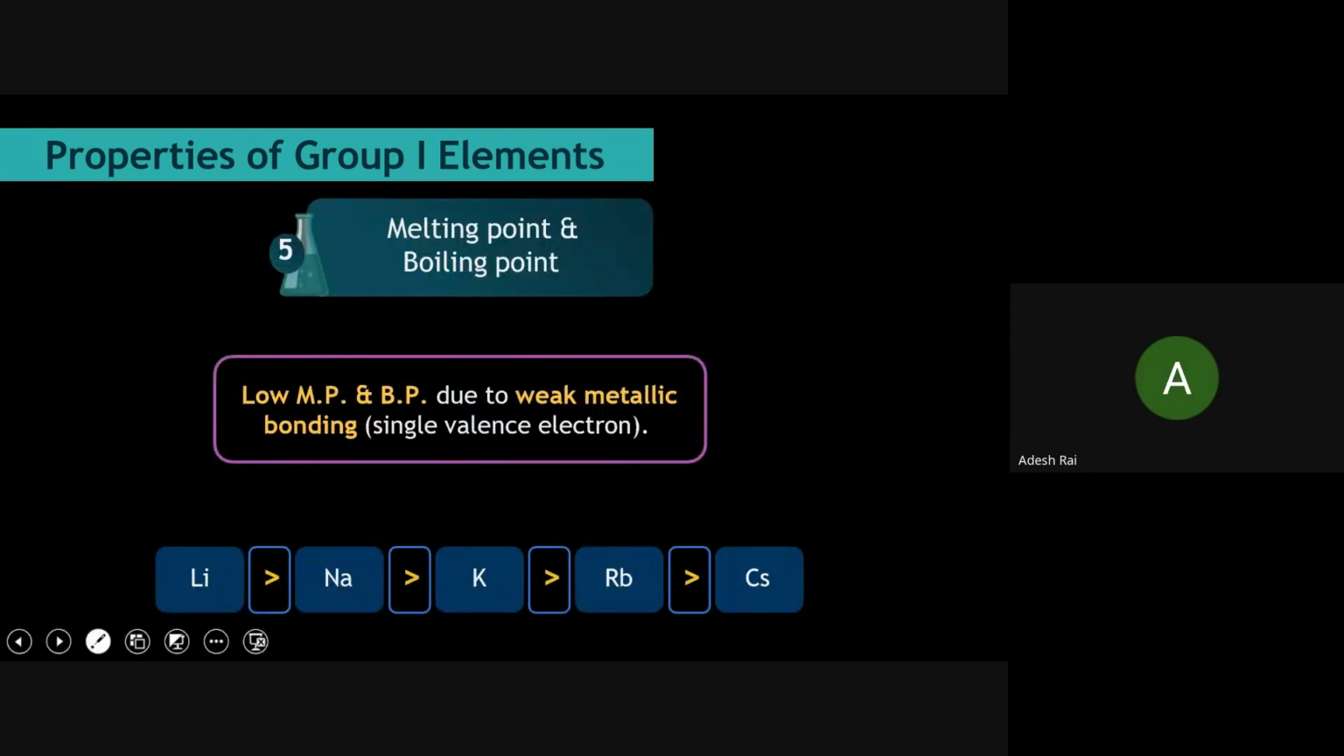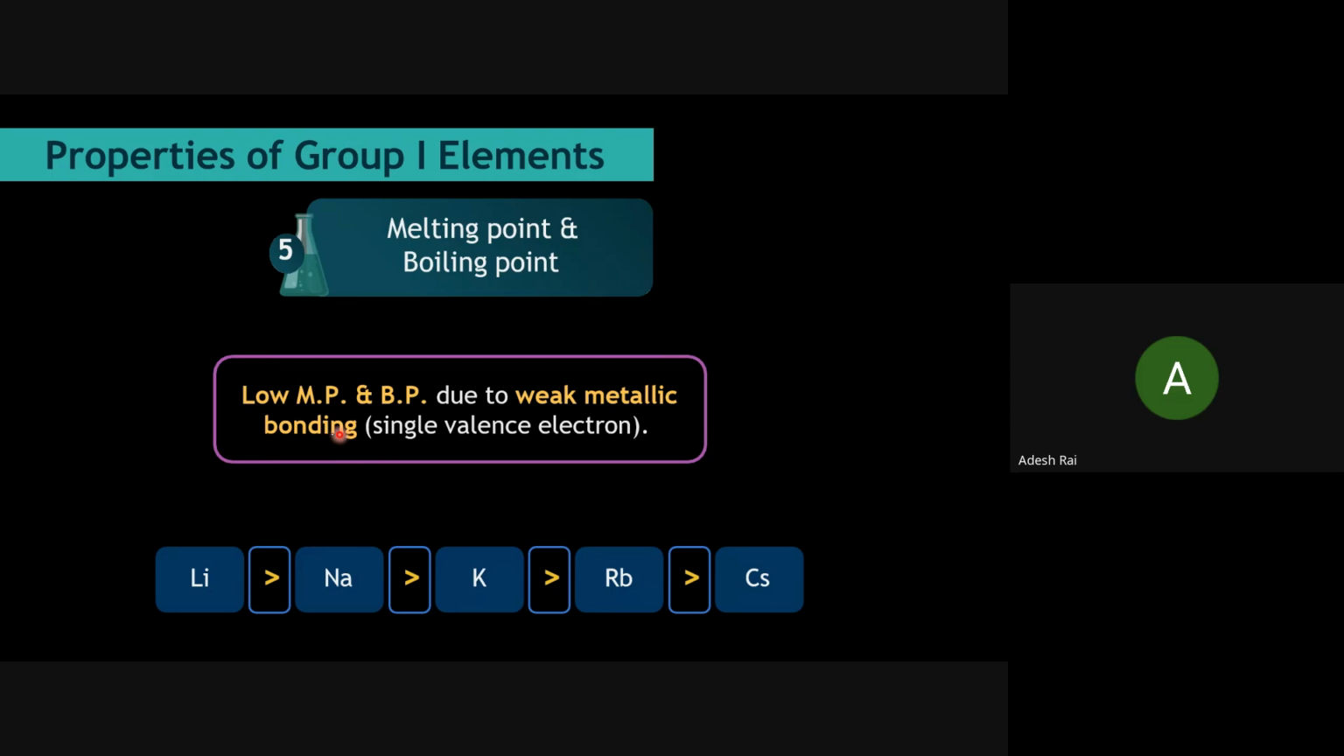Melting point and boiling point. So, group 1 elements have low melting point and boiling point due to weak metallic bonding. See, only a single valence electron is present. You have studied the metallic bonding concept in chemical bonding. So, this electron which is negatively charged and the ion which is positively charged, they will have interaction with each other. Is that clear? Because a single valence electron is there, that electrostatic interaction will be very less, and as a result, the metallic bonding is very weak.